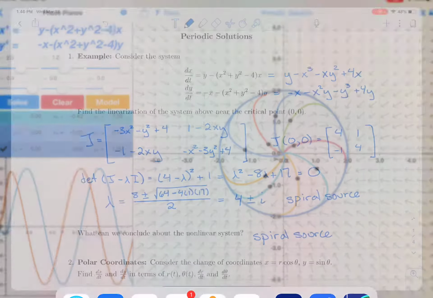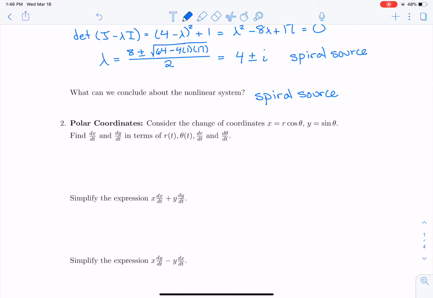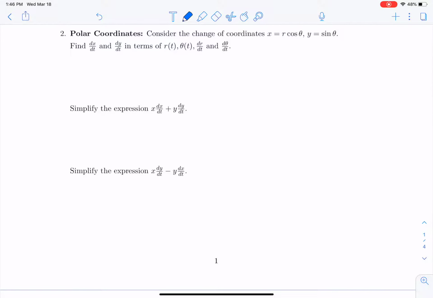So I'm going to go back to my system, and what I would like to do is consider what happens when I change the system to polar coordinates. I see some sort of circular behavior, so I really want to know what's going on in polar coordinates. So I'm going to consider a change of coordinates. I'm going to let x be r cosine theta and y be r sine theta.